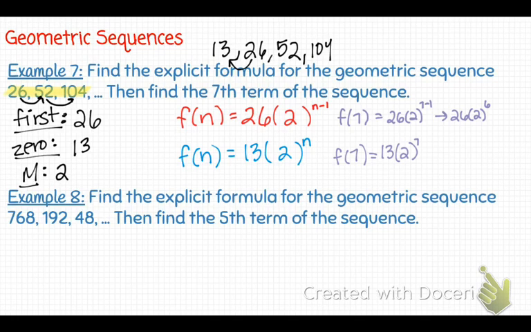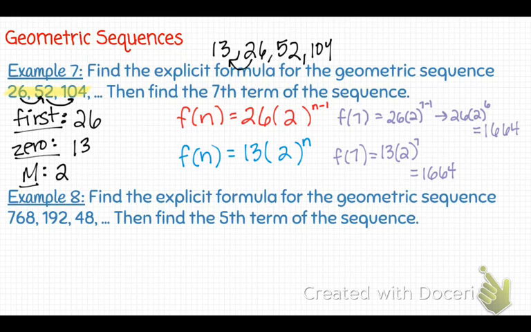Okay, all my people born in the first half of the year, what was the answer to 26 times 2 to the 6th power? 1,664. What about everybody born in the second half of the year? What was 13 times 2 to the 7th power? 1,664. So I just did it two different ways, and I got the same answer. So does it matter which one you use?